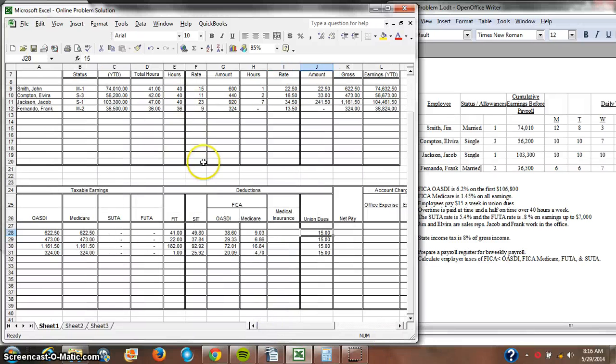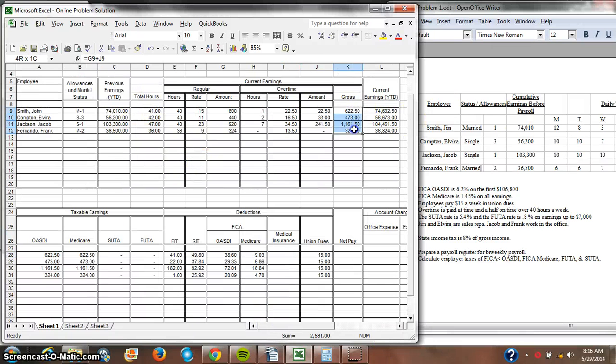So far, I have calculated my gross earnings, I've calculated my taxable earnings for various Social Security things, which might not have all of the earnings be taxable. And I've also calculated all my deductions. I am almost ready to calculate net pay.